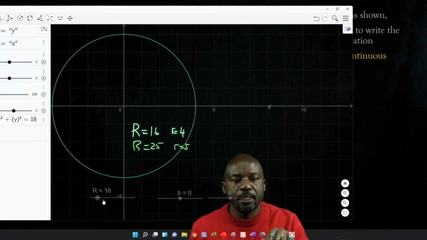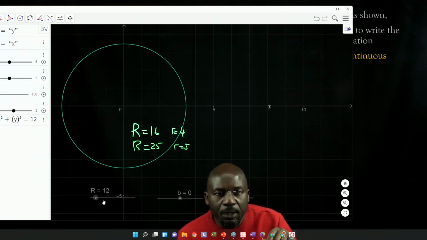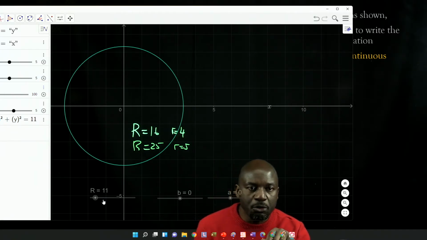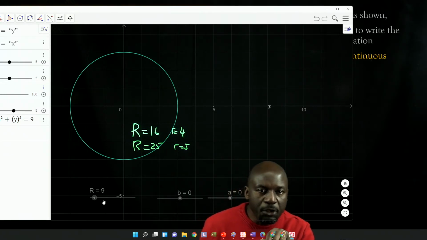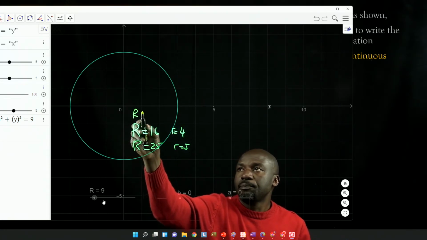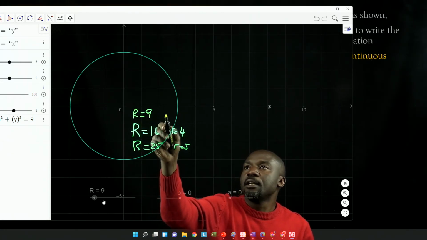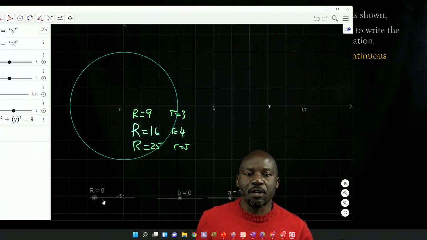That was 16. What about 12? I'm not so sure about that. Looks like 3.5, but I'm not sure. 11, I am not sure. 10, I'm not sure. But 9, when capital R is 9, the radius is 3. So clearly you can see something is going on.